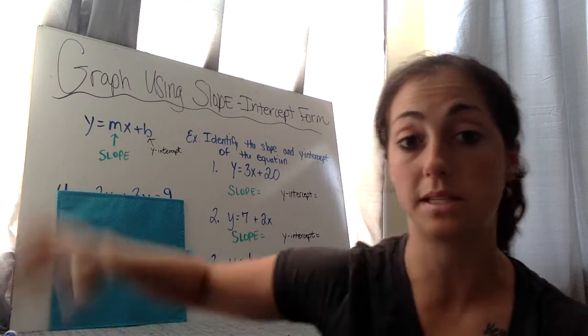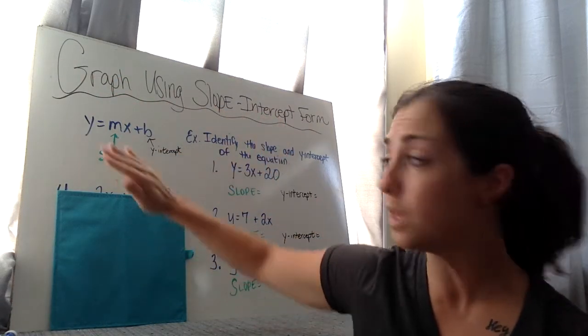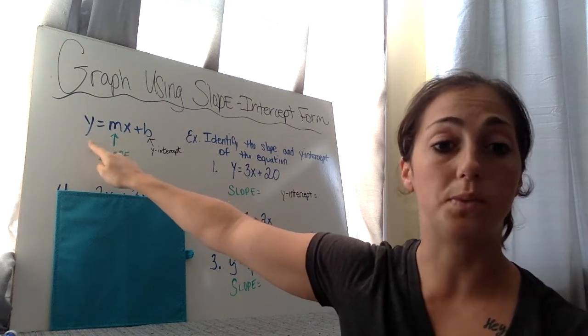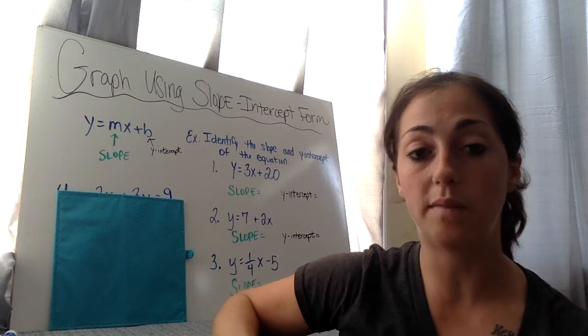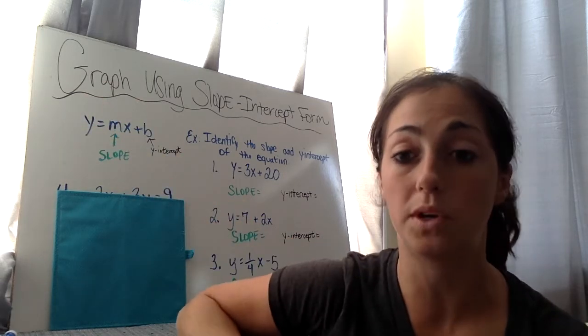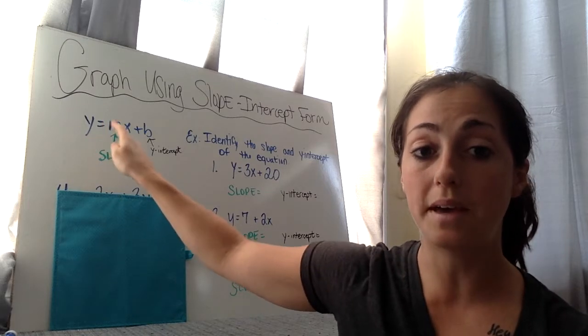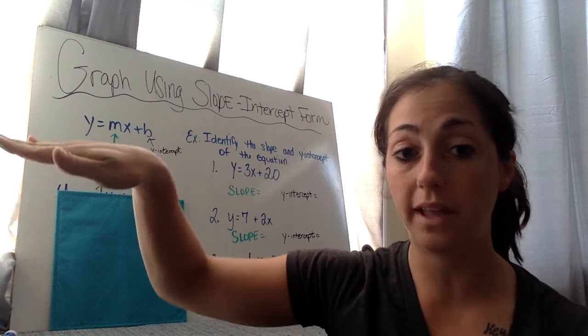Extremely successful with this. So the topic is graphing using slope-intercept form. What is slope-intercept form? It's y equals mx plus b. Now, if the equation is in this order, you know facts. The m is your slope of that line, how steep it is, how flat it is.